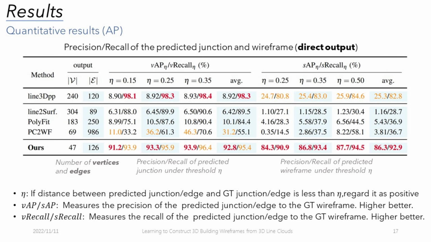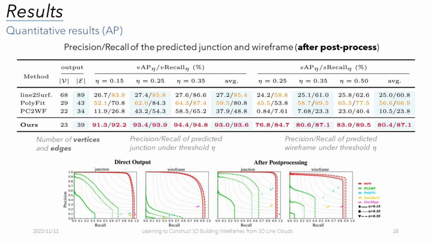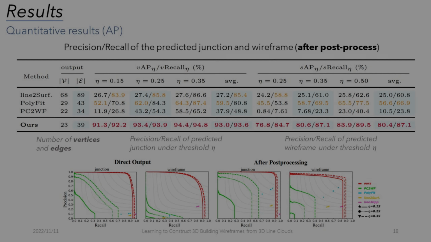Here are some comparisons with baseline methods. We first report the precision and recall of the predicted junctions and edges on direct output results. The AP measures the precision of the predicted junction or edge to the ground truth wireframe under the threshold eta. Then we measure the same metric after post-processing, as shown in the table, and we further report the PR curves of the result at the bottom.